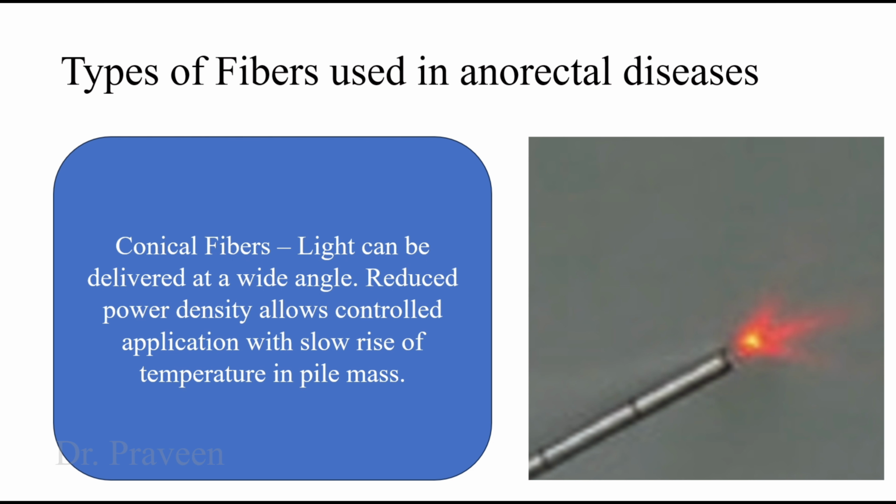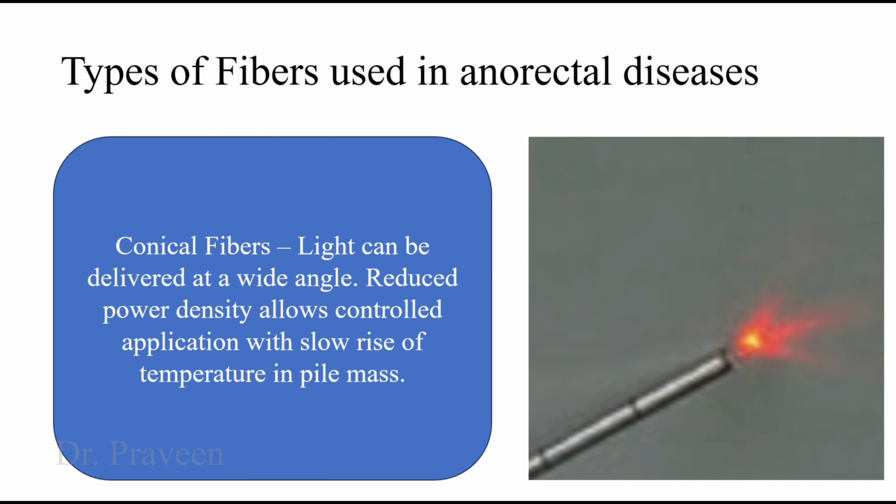Only the tip is different in the conical and the radial. Conical scatters whatever energy is available. It's distributing it in three directions, hence the intensity gets reduced. So here the light can be delivered at a wide angle, and reduced power density allows controlled application with a slow rise of temperature in the pile mass.